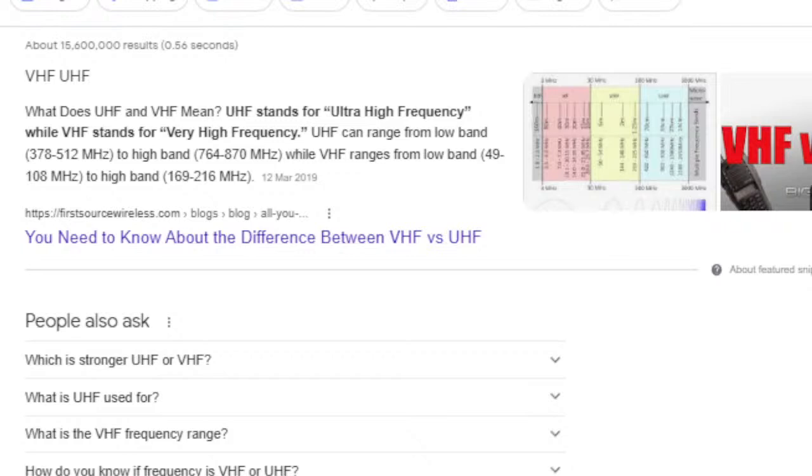To high band 764 to 870 megahertz, while VHF ranges from low band 490 to 108. Just goes to show, it actually depends on which source you go to. Sometimes these things can vary. They're different from what I looked at. Yeah, it is subjective to a point. Yeah, I guess so.